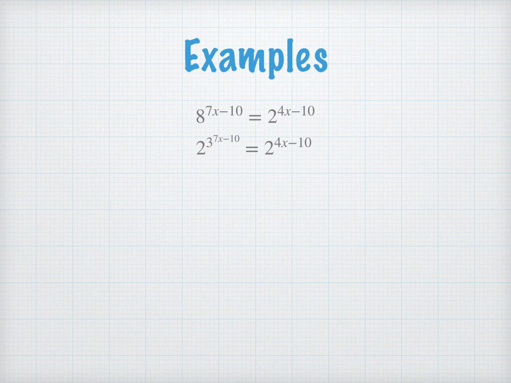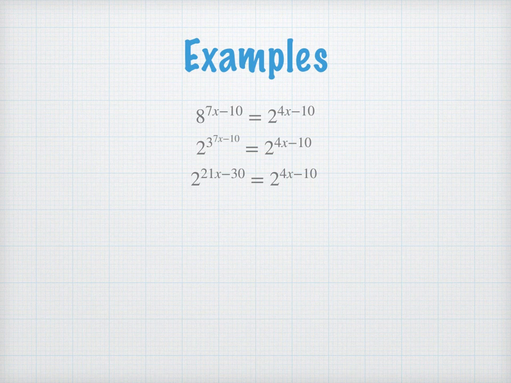So our left-hand side becomes 2 raised to the 3 raised to the 7x minus 10. Well, our exponent rules tell us that we have an exponent raised to an exponent. We're going to multiply those together. So that's really 2 raised to the 21x minus 30. Our right-hand side we've left the same all along. We've just been carrying it down.